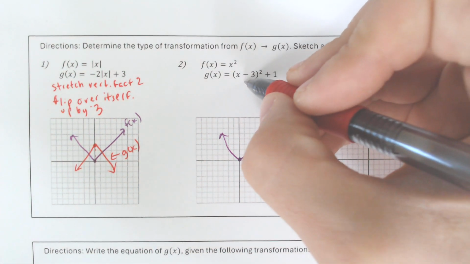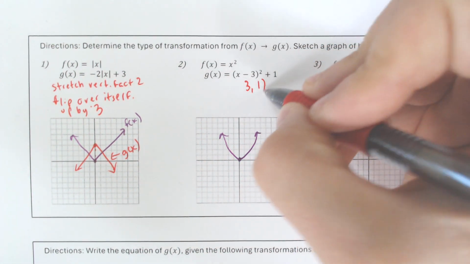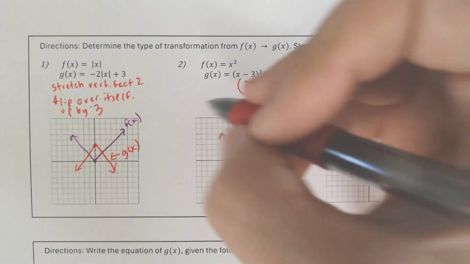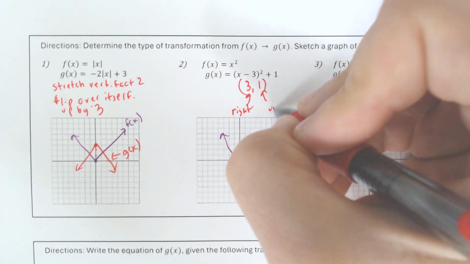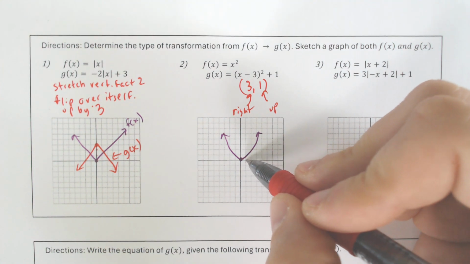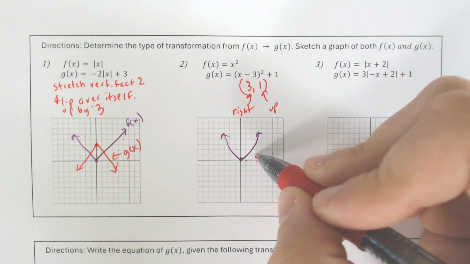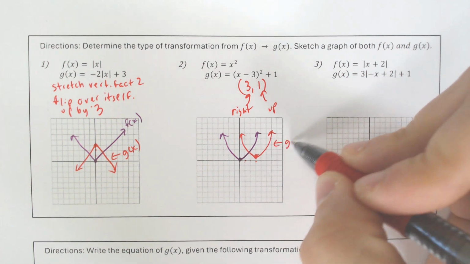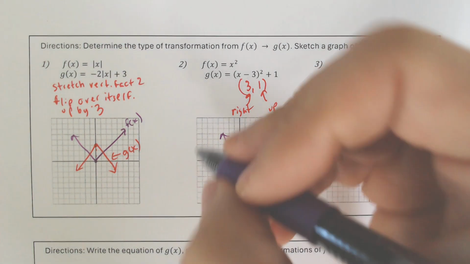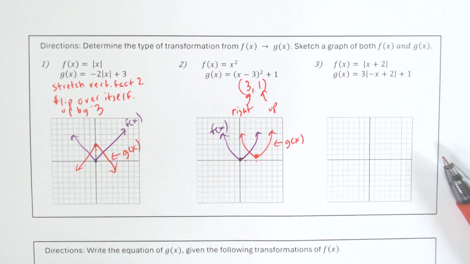It moved to the right by 3, change the sign, keep the sign, 3, 1. So it moved right by 3, up by 1. So let's move this to the right by 3, 1, 2, 3, and up by 1. And then we curve it. We are not stretching it vertically or horizontally. This would be g of x, and f of x would be in the purple.